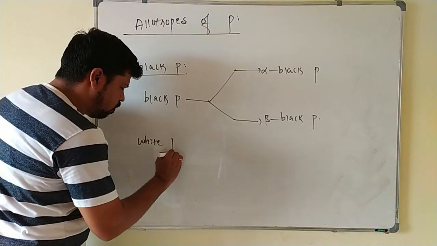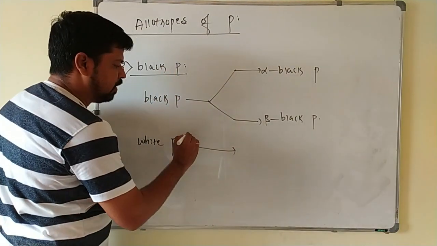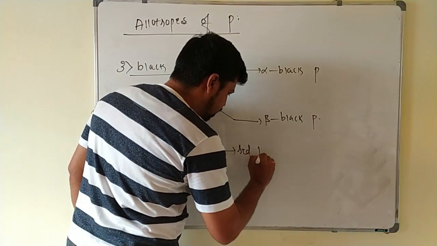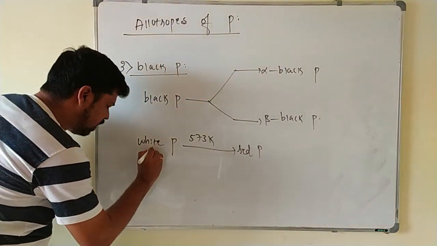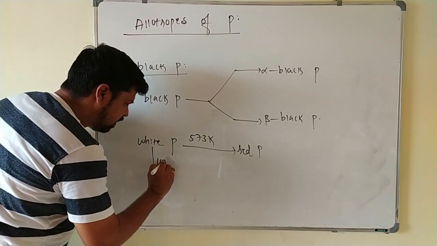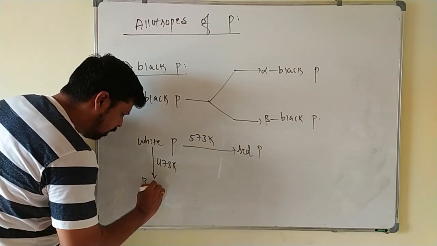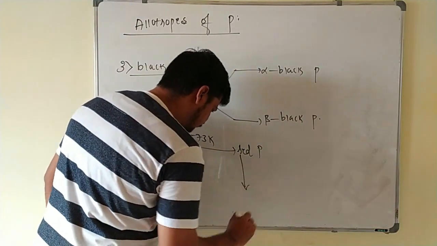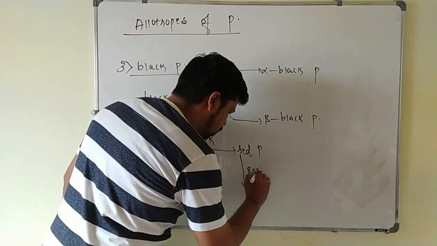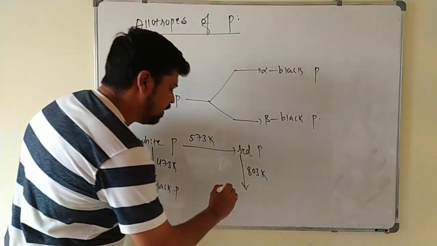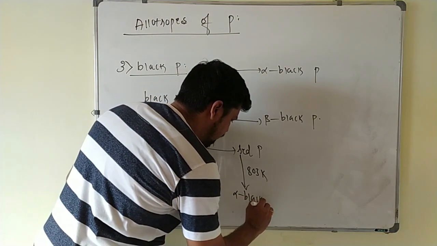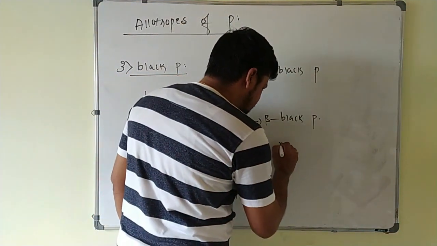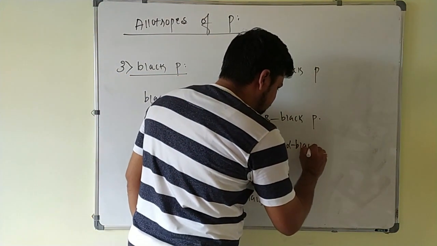First we will take white phosphorus. This white phosphorus, on heating at 573 Kelvin, gives red phosphorus. The same white phosphorus, if you heat at 473 Kelvin, gives beta black phosphorus. Again this red phosphorus, on heating at 803 Kelvin, gives alpha black phosphorus.